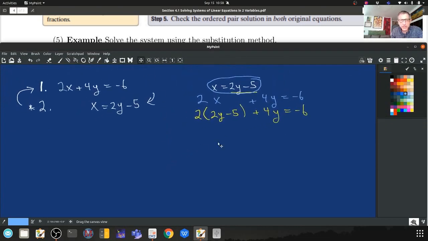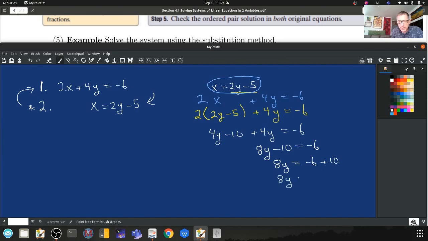All the information I need is right here. We're going to solve it by normal techniques, by distribution. 2 times 2y is 4y. 2 times minus 5 is minus 10. And then I'm going to add 4y, and I'm going to get minus 6. So I'm going to collect like terms on the left-hand side. 4y plus 4y is 8y. Now I'm ready to move terms over to the other side. So this gives me 8y is equal to minus 6 plus 10. So 8y is equal to 4.